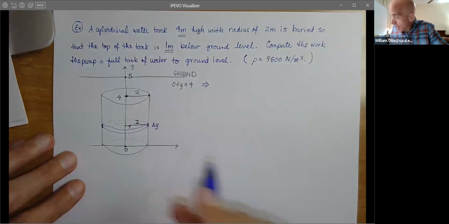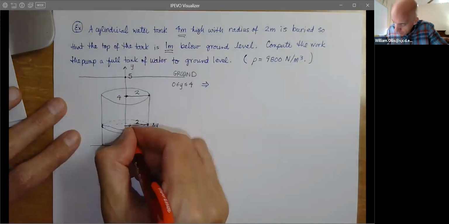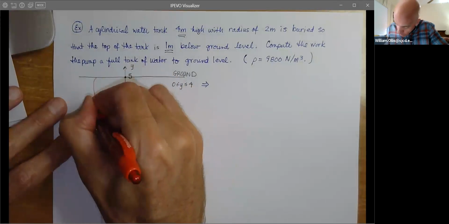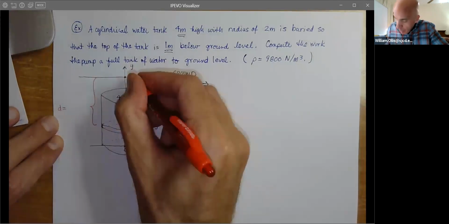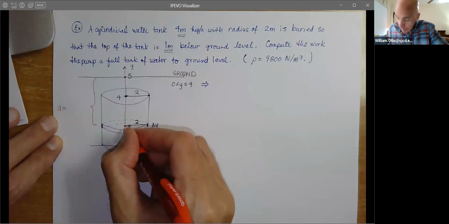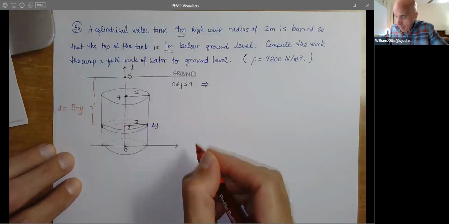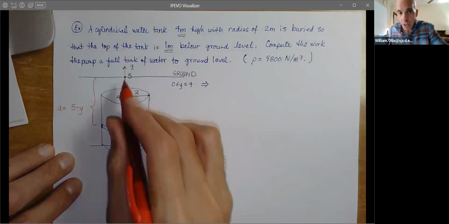if we look at this now just to kind of finish it off, from this y all the way up to the top to the ground level, we'll say distance is what? We have 5 minus y. So the tank runs up 0 to 4 meters, but then we have an additional meter to ground level.